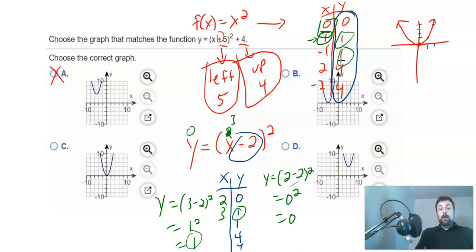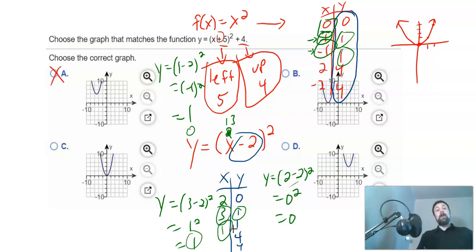Now we can get 1 another way, and that would be by choosing positive 1 here for x. If I plug in 1 here, I get 1 minus 2 squared, which is negative 1 squared, which also comes out positive 1. So 1 would also work, but this one is 2 to the right of this original choice. So in both of these cases, we're choosing x values that are 2 bigger than what they originally were in order to stay at the same y value.